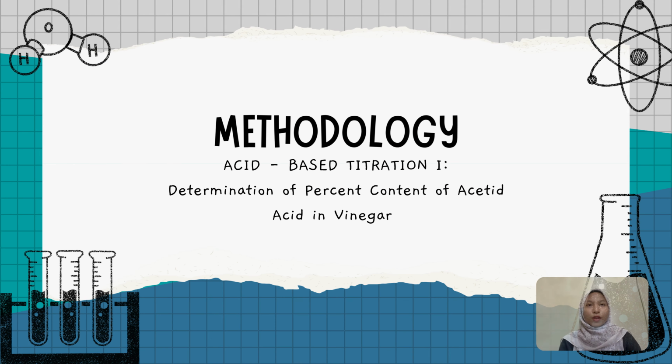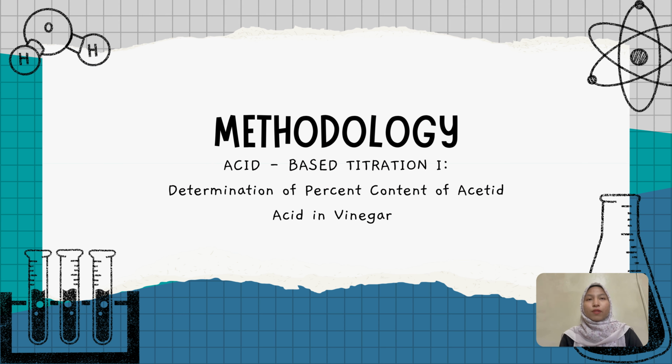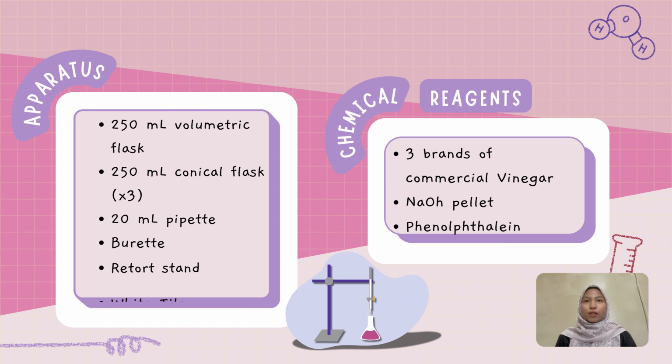So now let's move on to methodology. For this video, we use the experiment acid-base titration 1, the determination of percentage content of acetic acid in vinegar. For this experiment, the apparatus we need are a 250 ml volumetric flask, three 250 ml conical flasks, a 20 ml pipette, burette, retort stand, and white tile. For the chemical reagents, we use 3 brands of commercial vinegar. In this case, we use 1 brand only, sodium hydroxide pellets, and phenolphthalein.